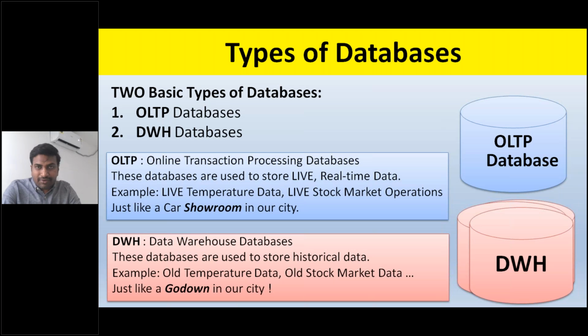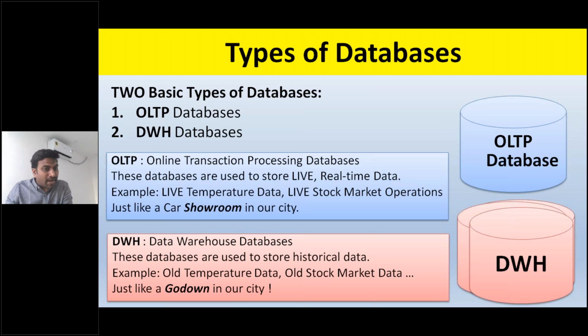We live in a house, right? Our house has a living room and a storeroom. We live in the city or town. Exceptions cannot be ruled out. You have a showroom and the godown, right? Same way, there are two basic types of databases: OLTP databases and data warehouse databases. Just like our living room and the storeroom in our house.